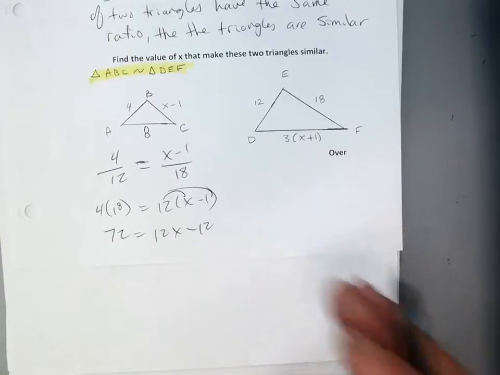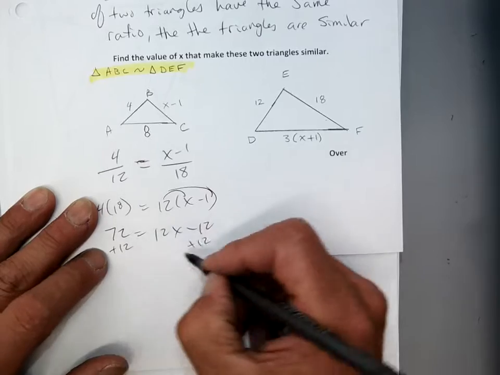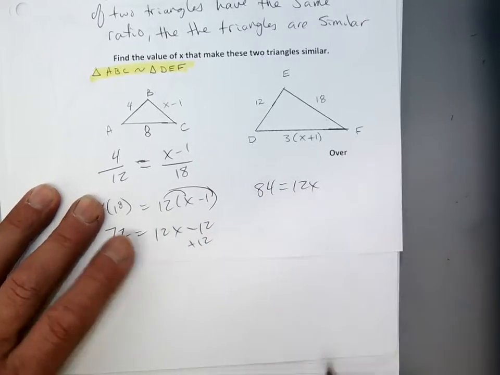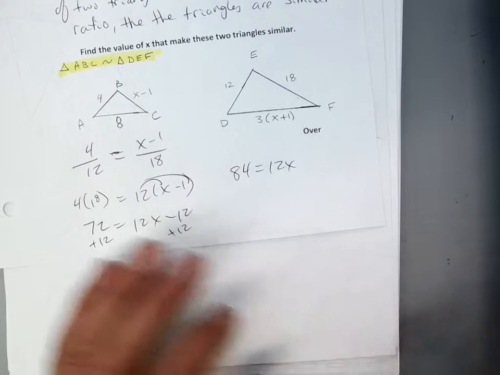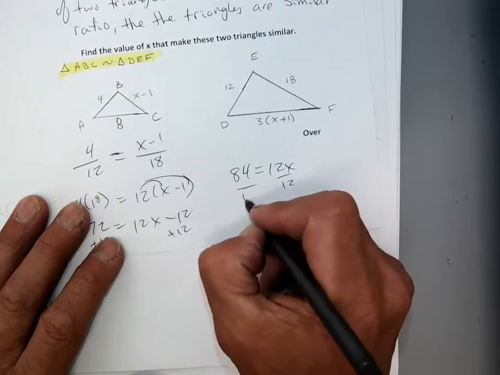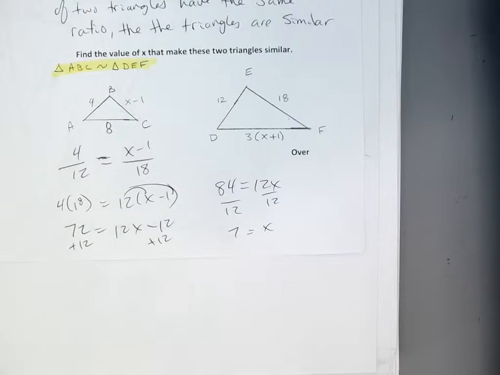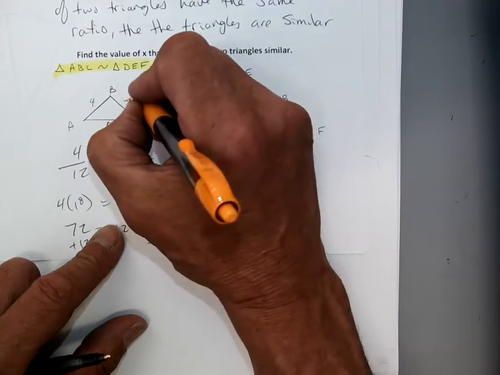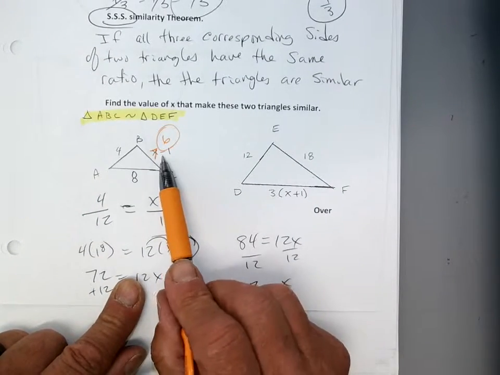I'm going to go plus 12, plus 12. So I've got 84 equals 12x. Divide by 12, and 84 divided by 12 is 7. X is 7, right? Now, I know that this side is 6. If x is 7, I put 7 there.